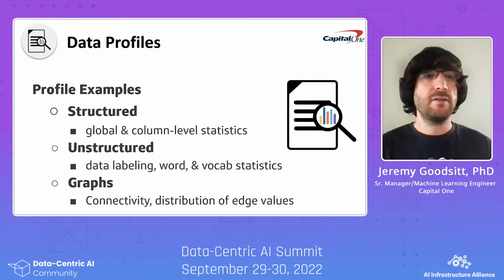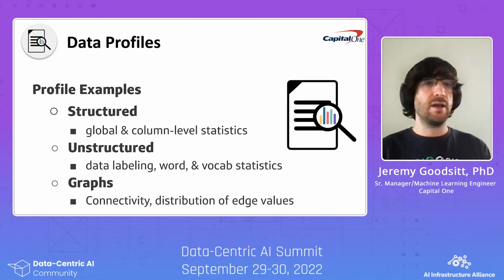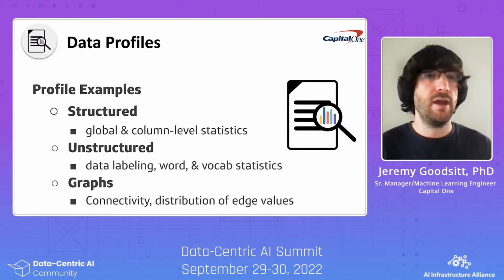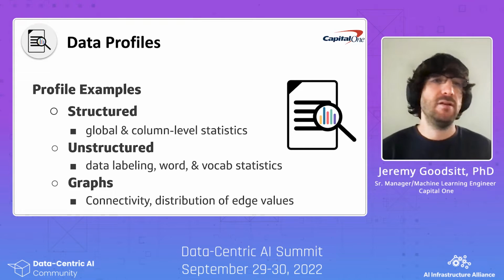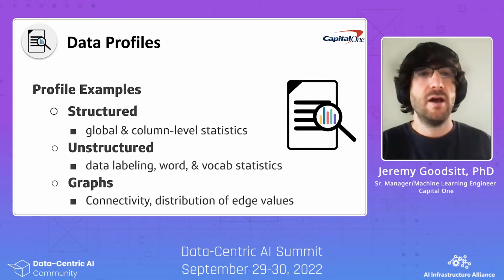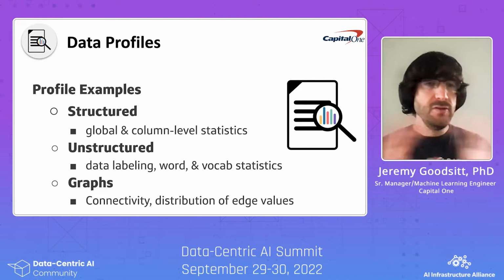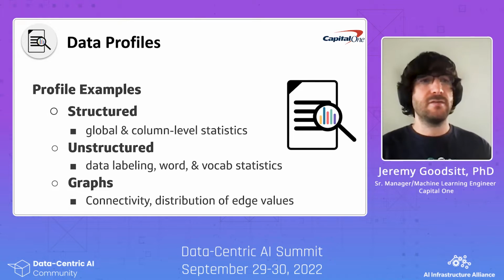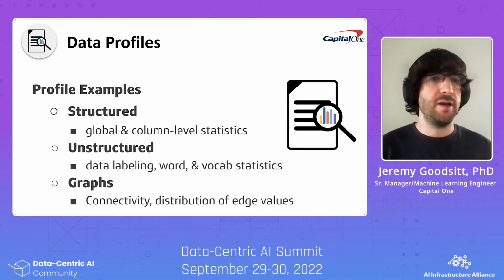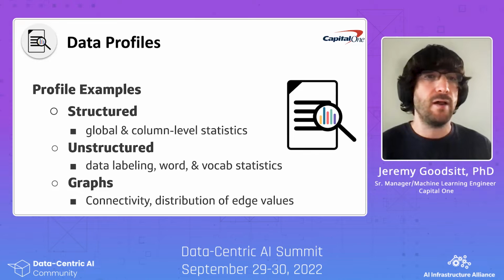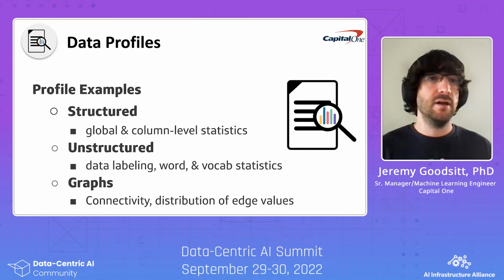So it's a plethora of information that can exist. Structured, you can look at data labeling, like what words exist, vocab, you could look at n-grams. And then of course, graphs, subset, they're looking at the connectivity distribution of edge values. Like I said, this is just a subset of ideas that could exist for data profiles. And obviously it's quite expansive, and we can go past this into other types of data sets as well. It's not limited just here.